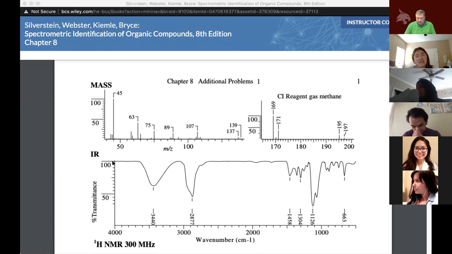Because in mine, on my assigned problems, chapter 8, on my 8.1, it has a molecular ion peak of 112. Is that what you guys have? Okay, so that's consistent with number 7 here.